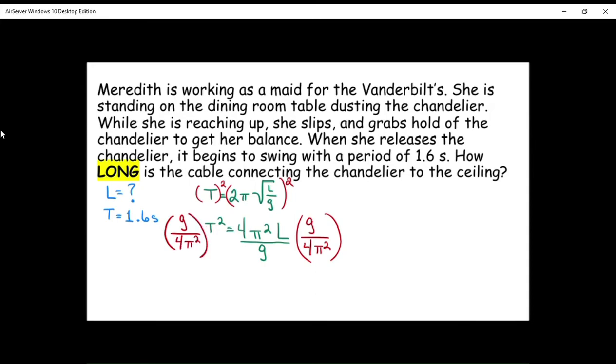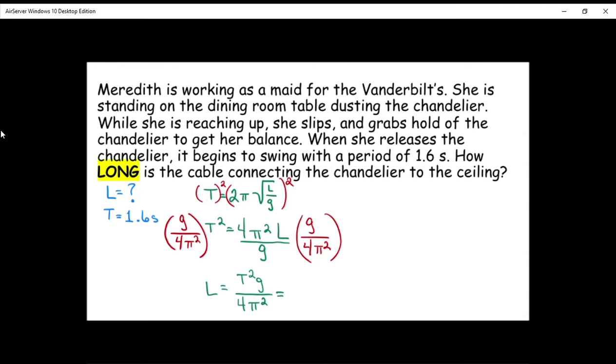So when we do that, on this side of the equation we get rid of all that and we're just left with L. On the other side of the equation, this t squared just goes up top next to the G. So our final equation is L equals t squared times G over 4 pi squared.